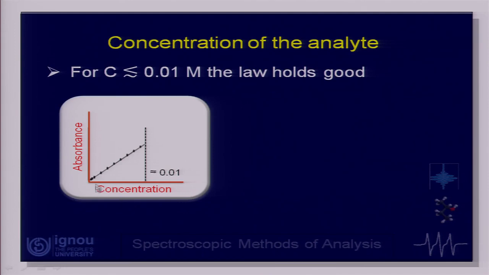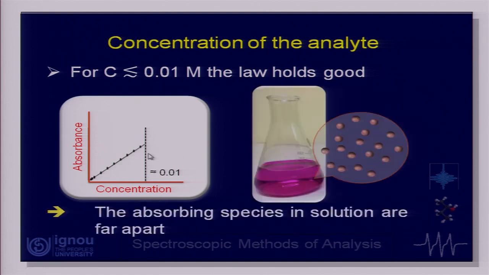That is, at concentrations less than or equal to 0.01 molar, we find that this law holds true for most cases. If I start from 0 concentration to about 0.01, I find a straight line, that is, absorbance increases linearly with concentration. At such low concentrations, in this sample of potassium permanganate, the analyte species are quite sparse, distributed away from each other, and there is not much interaction expected between the absorbing species.